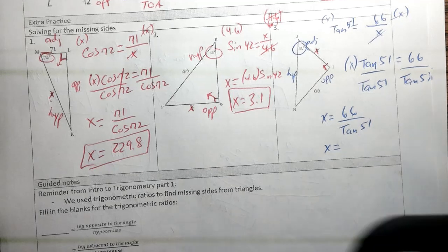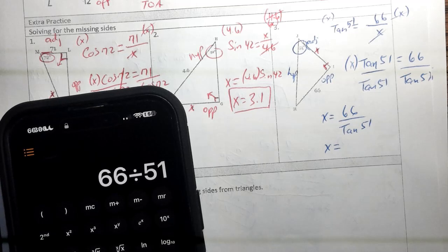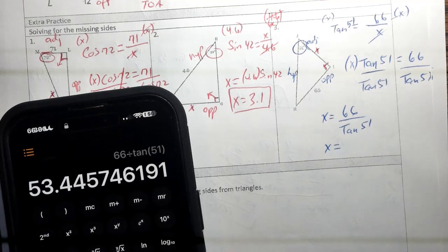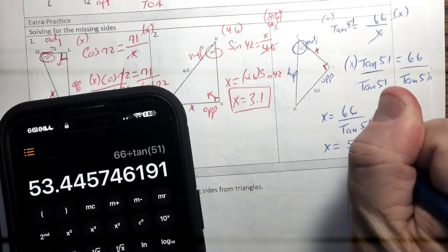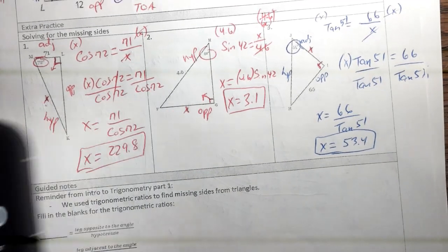Okay, so now 66 divided by tan 51 equals 53.44. We don't round that. We're just going to say 53.4. Easy peasy, right?